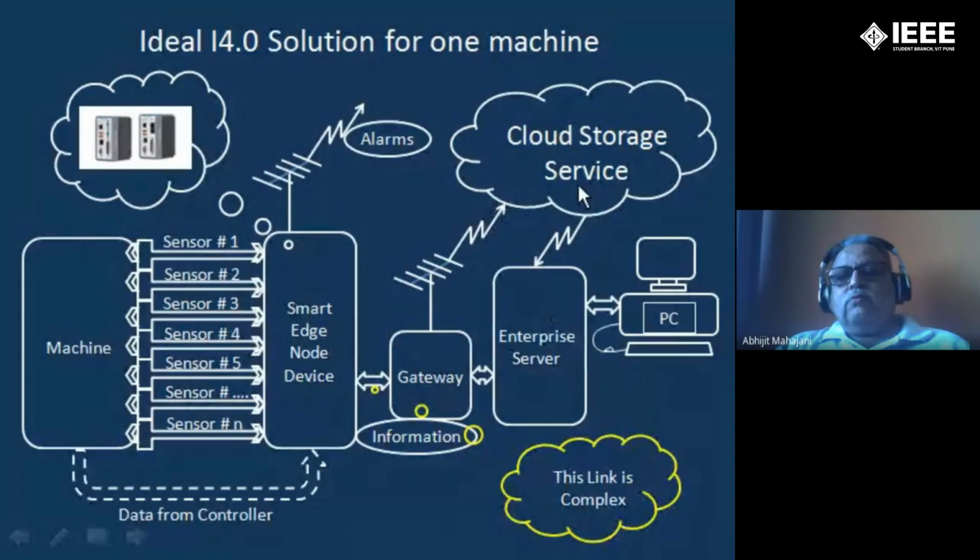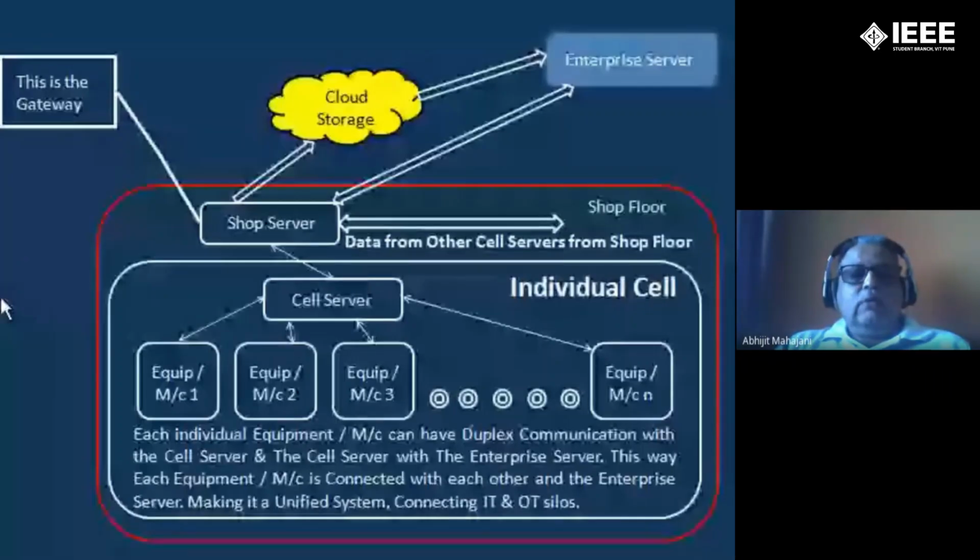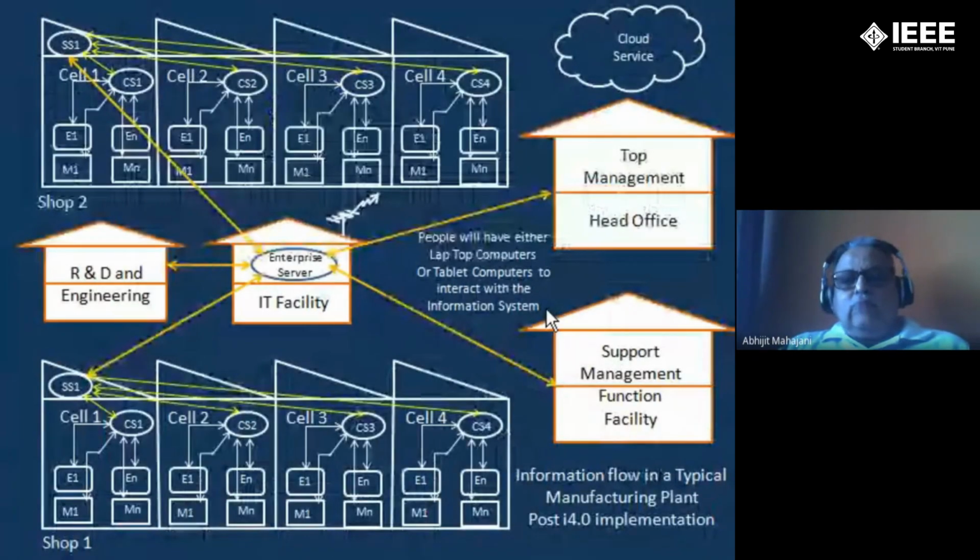This link in between is quite a complex thing. So this is the link. You have equipment one, equipment two, equipment three, and so on, in a cell. So you connect them to a cell server, and then the third thing is a shop, and you have many such cells, and all those cells are connected to your shop server. Then it is connected to the enterprise server, and it can also be connected to a cloud, so this becomes your gateway.